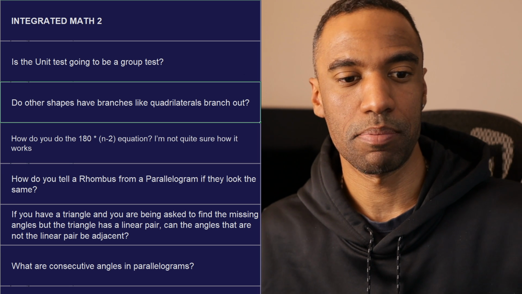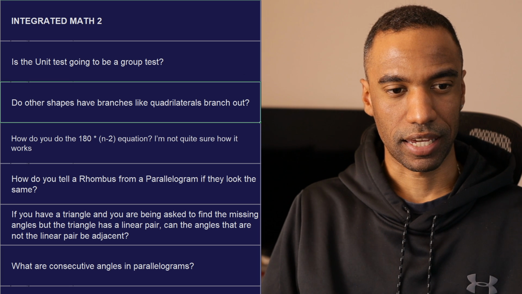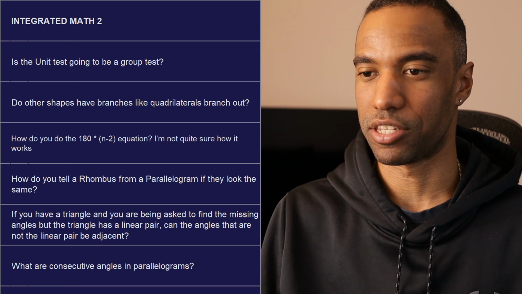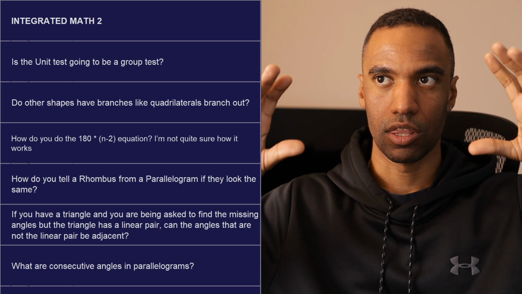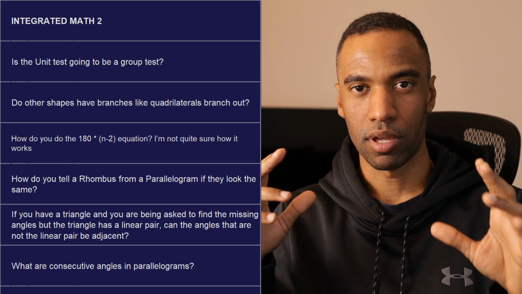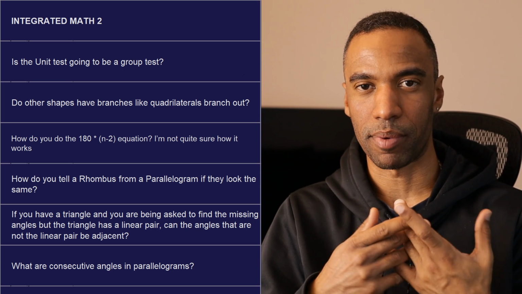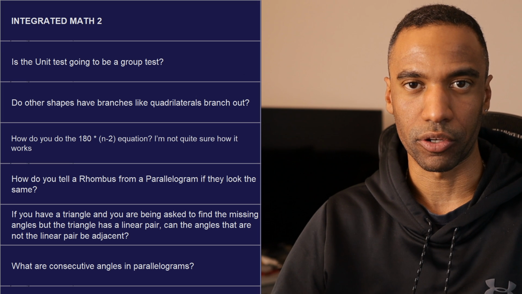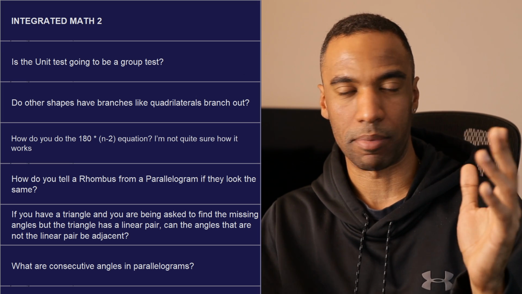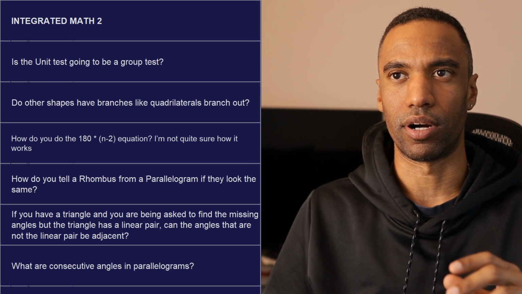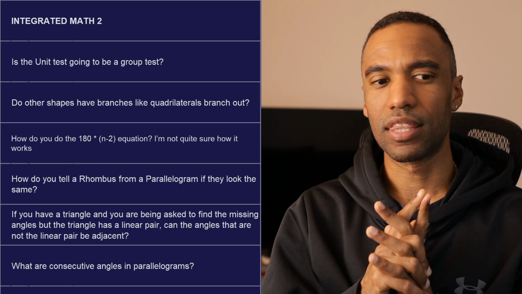Next question, do other shapes have branches, like quadrilaterals branch out? You mean like exterior? Oh, I know what you mean. I first thought you meant exterior angles. So what they're talking about is, a quadrilateral is a 4-sided shape, but when you do certain things to the quadrilateral, it takes on a unique name. If you make opposite sides parallel, it becomes a parallelogram. If you give the parallelogram right angles, you have a rectangle. If you give a parallelogram equal sides, you have a rhombus. If you give one pair of sides parallel, you have a trapezoid. So I think that's what they're asking.